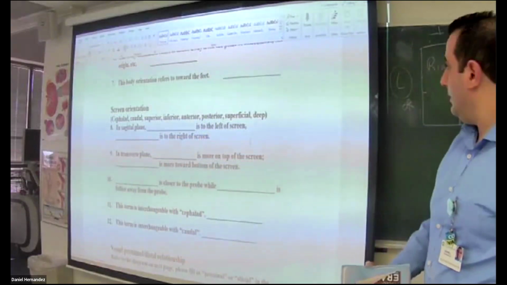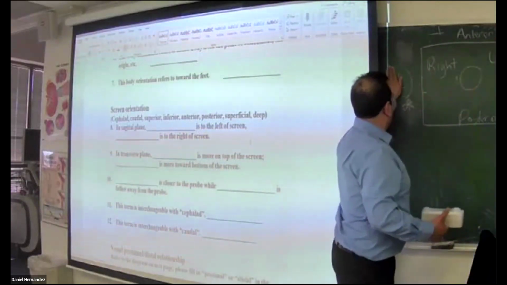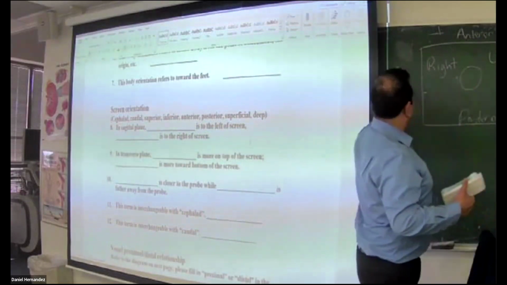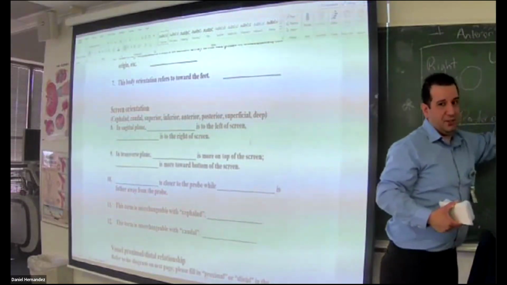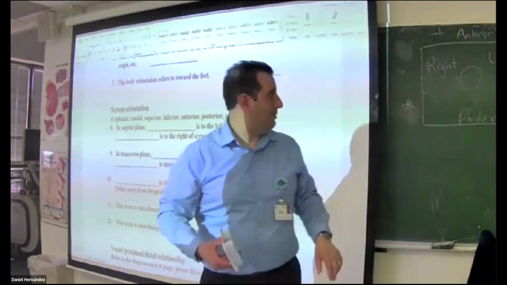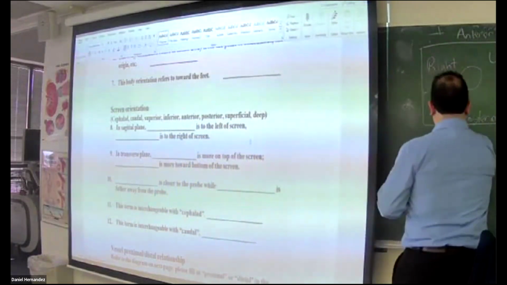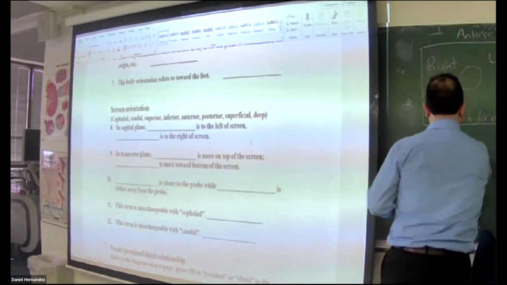I'm just marking the right and left side of the screen. I'll erase those. This is the left side of the screen, this is your right side of the screen. So this would be transverse, TRV, transverse.